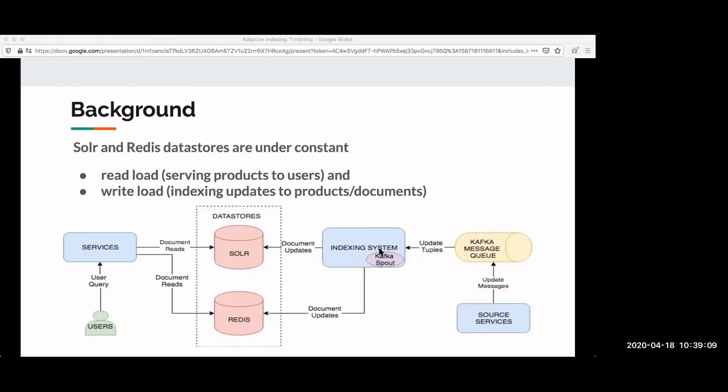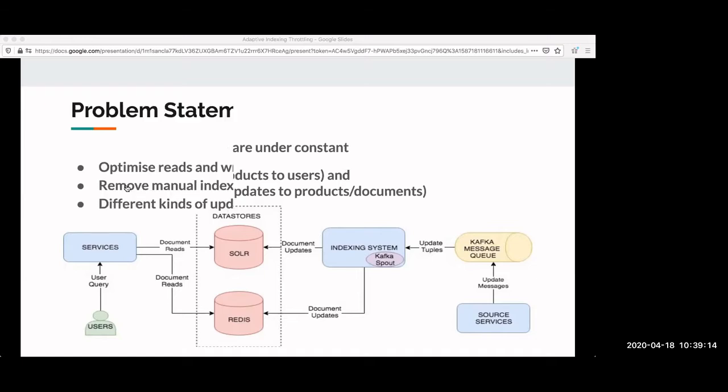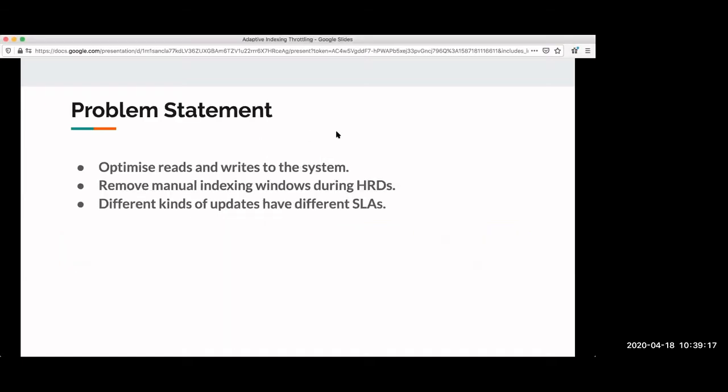Now, if you look at this system, we can talk about the problems we are trying to solve here. So the first problem is we want to optimize reads and writes to the system. So why do we want to optimize the reads and writes? So what happens is, suppose you are making a lot of writes to Solr. In that case, Solr has to do replication. Solr will have frequent searcher drops. So it refreshes the documents that are available for search periodically. That depends on the frequency of indexing. So whenever you do heavy indexing on Solr, the read performance degrades.